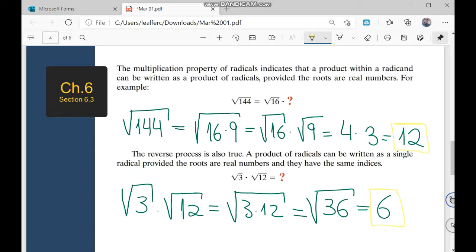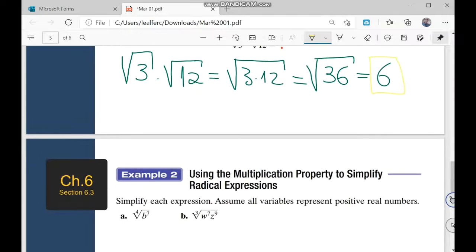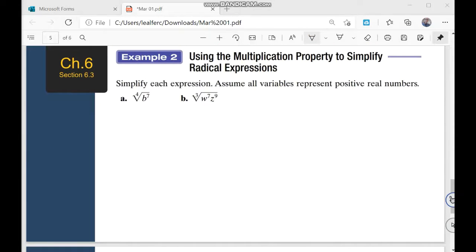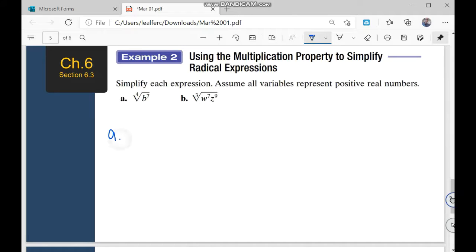Okay, now let's check another example, because we have been working only with numbers. Now let's check another example with variables. We have the example, letter A: the fourth root of b exponent 7. In this example, we are working with a variable. I think it's easier when you have just variables. It's easier because there's a step-by-step. Let me show how it works.